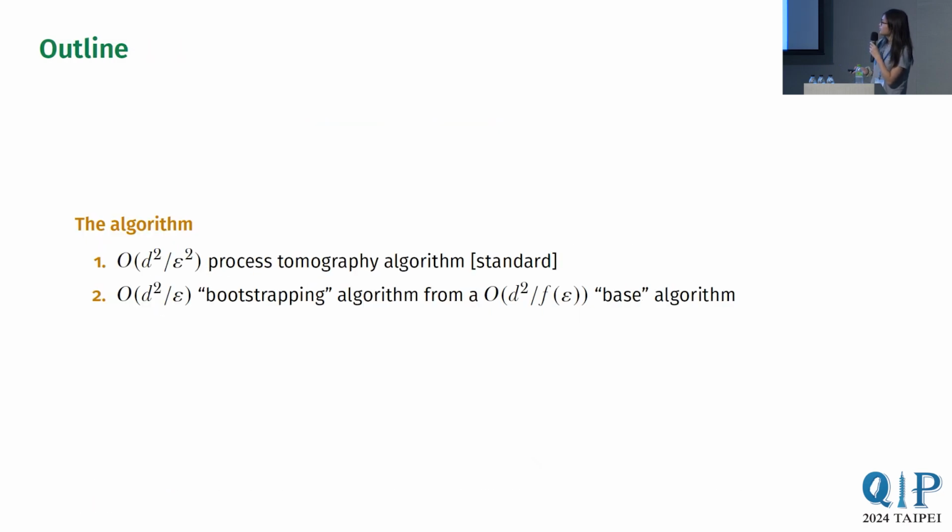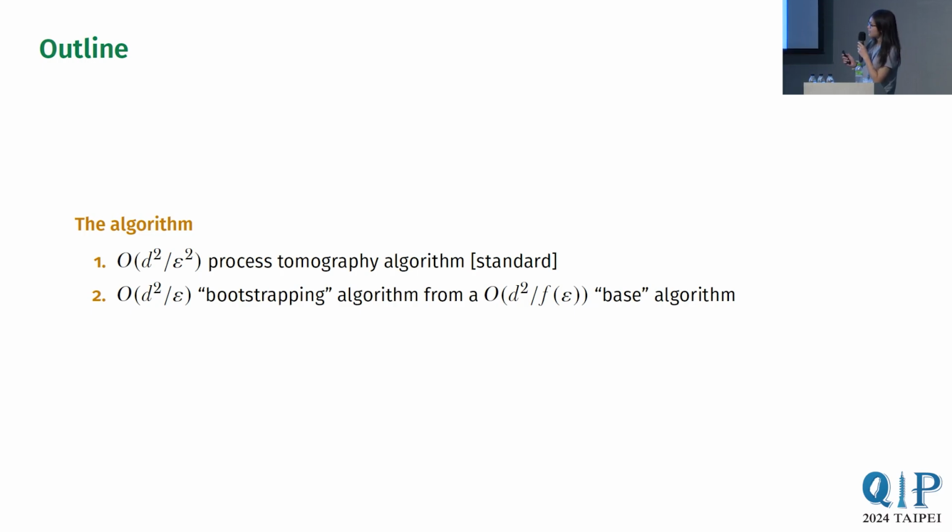Right, so I'm going to talk about the algorithm now. There are two parts. The first is we're going to give a d squared over epsilon squared algorithm, and this is in sort of this process tomography type regime. We couldn't find a reference for this, but this is, as far as we know, pretty standard. But I'm still going to talk about it because I think it's interesting.